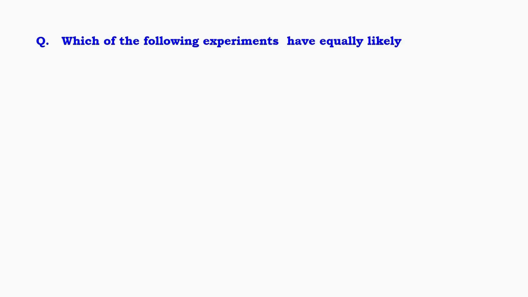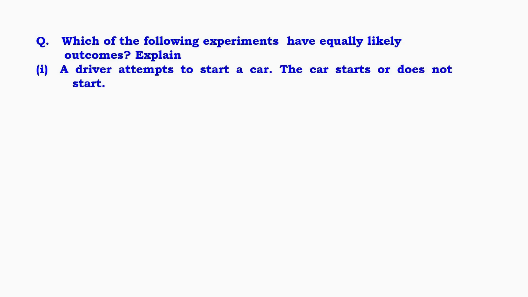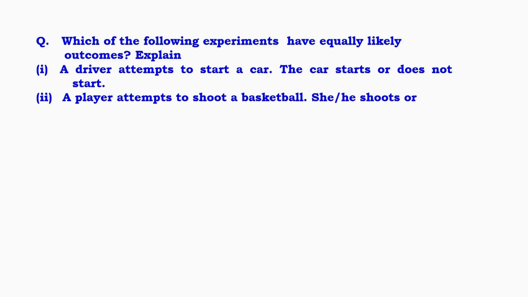Now, which of the following experiments have equally likely outcomes? Explain. A driver attempts to start a car. The car starts or does not start. Let us read all the different types of experiments, and we have to say whether each has equally likely outcomes or not.